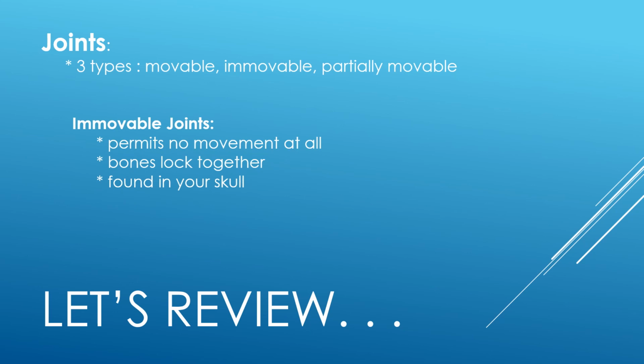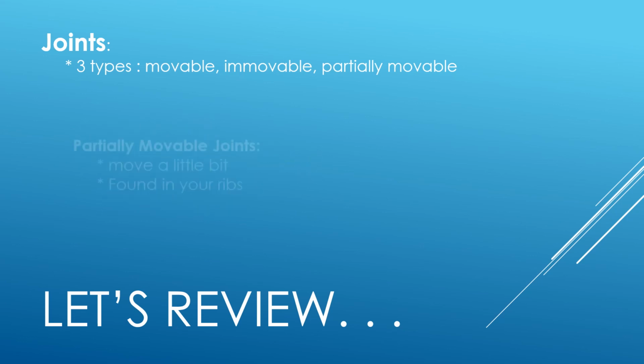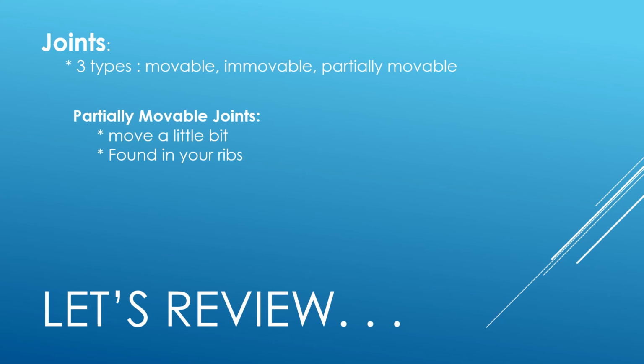We also talked about immovable joints. Immovable joints permit no movement at all. The bones all lock together, and they are mainly found in our skull. The last joint we talked about was partially movable joints. These joints allow the bones to move just a little bit, and they're found in our ribs.